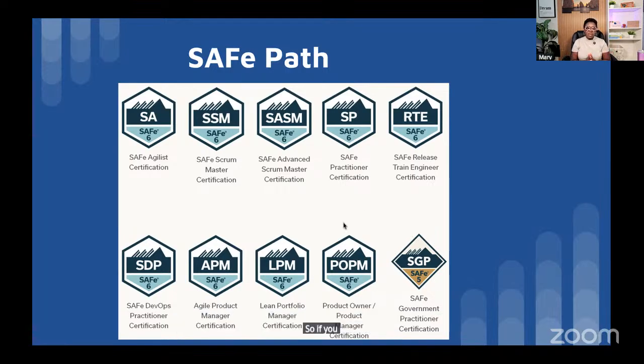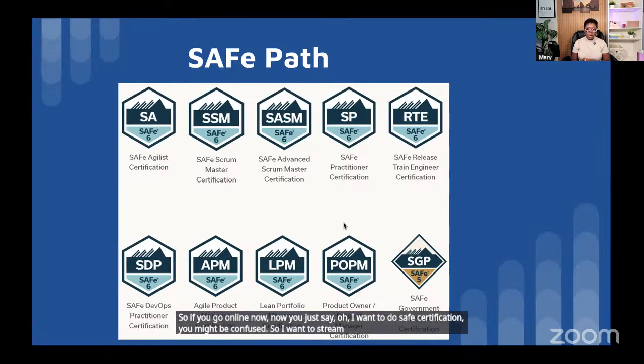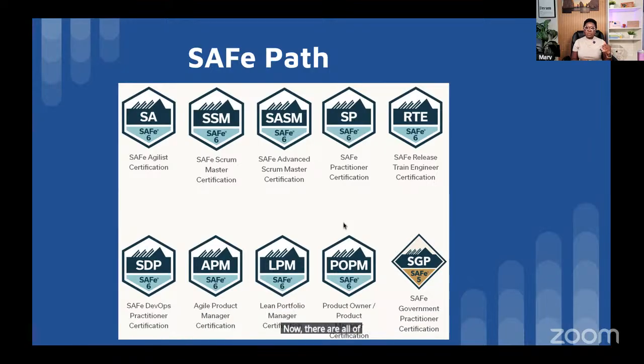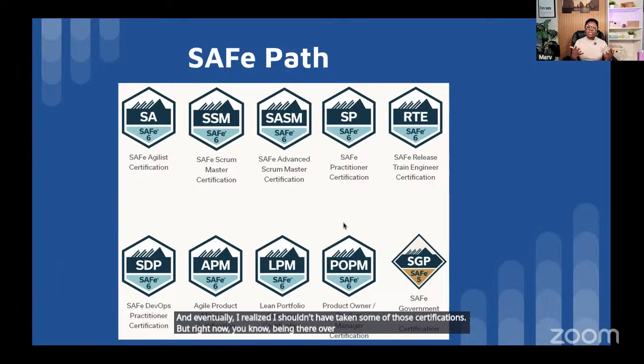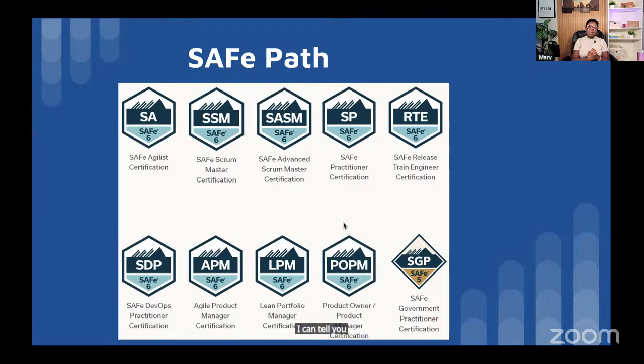So if you go online now and say, oh, I want to do SAFe certification, you might be confused. So I want to streamline it for you. Now, there are all of these certifications, but you don't need all of these to start. I actually made that mistake when I started out my journey. I took some certifications at the beginning. I think we're going to get there. And eventually I realized I shouldn't have taken some of those certifications. But right now, being in this over 10 years, I can tell you categorically that SAFe is great, but you have to find a good trainer to really not just train you for certification.